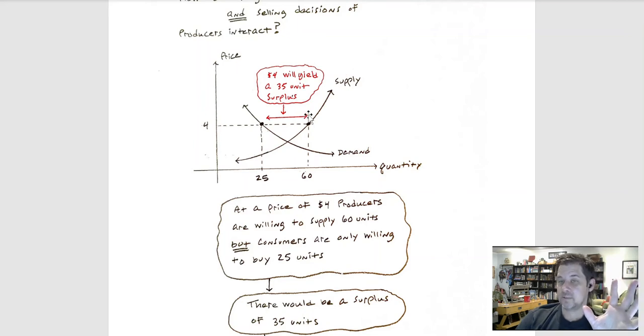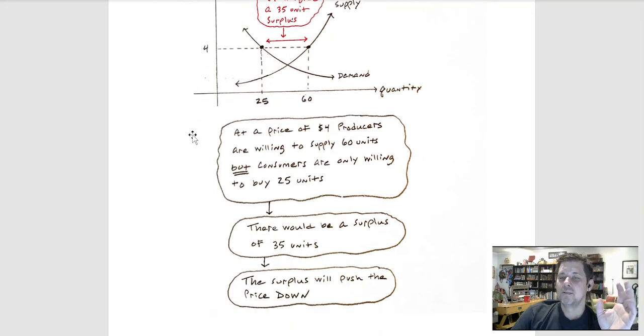Why is that a surplus? Because suppliers are willing to supply and put on the market more than consumers are actually willing to buy, okay? So that's by definition what a surplus is. There is going to be a 35 unit surplus at this price. That's what the effect of that price would be, okay? So, at a price of $4, producers are willing to supply 60 units, but consumers are only willing to buy 25 units, okay?